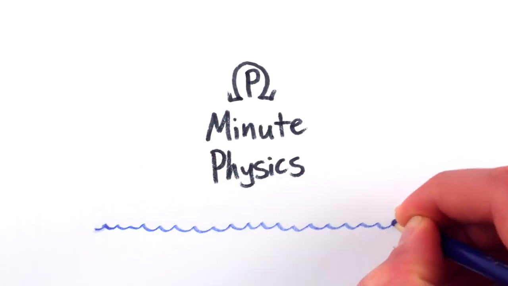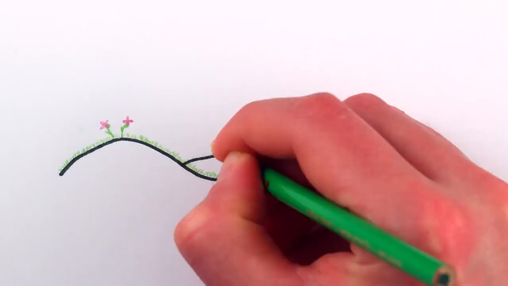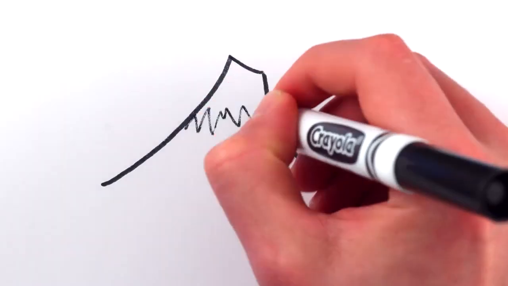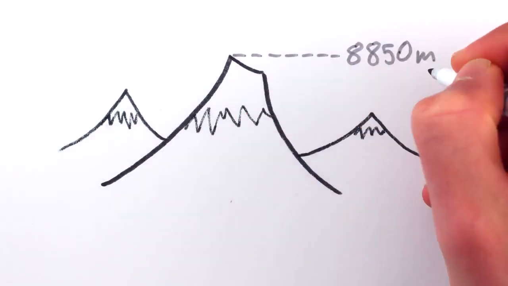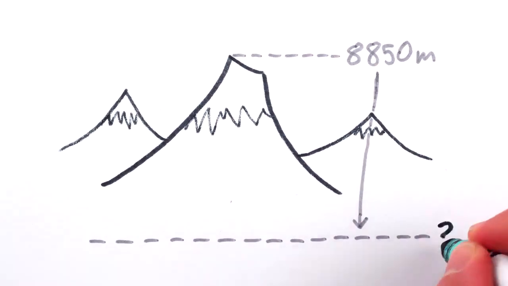Sea level seems like a pretty easy concept, right? You just measure the average level of the oceans and that's that. But what about parts of the Earth where there aren't oceans? For example, when we say that Mount Everest is 8,850 meters above sea level, how do we know what sea level would be beneath Mount Everest, since there's no sea for hundreds of kilometers?